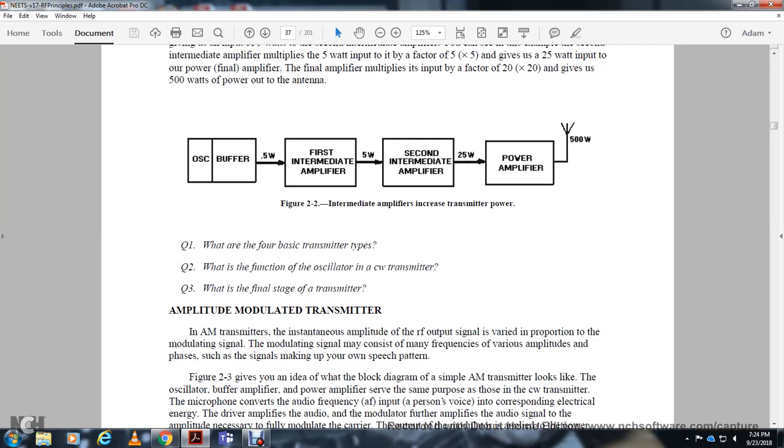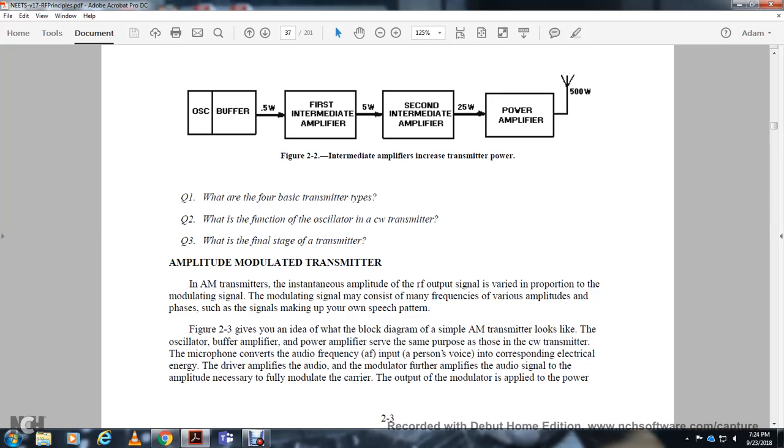The amplitude modulated transmitter: the instantaneous amplitude of the radio frequency output varies in proportion to the modulating signal, because the frequency is constant while the amplitude varies with the signal made by your own speech. Figure 2-3 gives you an idea of the block diagram. Simply, an amplitude modulator looks like the oscillator, buffer amplifier and power amplifier, which serve the same purpose as in the continuous wave transmitter, and a microphone that converts the audio frequency.